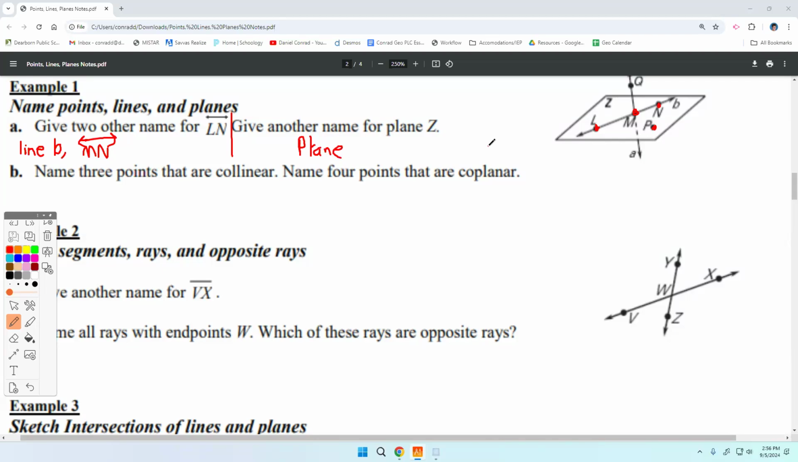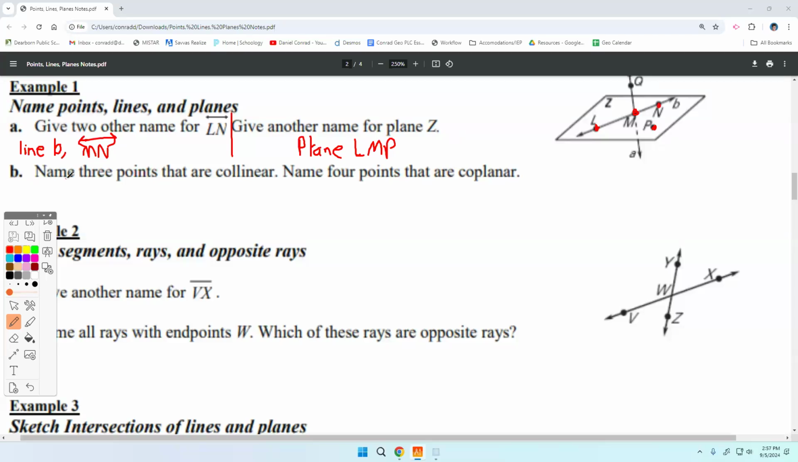Okay, so I'm picking 3 points. The ones I can't choose are L, M, and N because they're all on the same line. So I could do L, M, and P in any order. I could do L, N, and P or M, N, and P in any order. I'm going to do L, M, P.